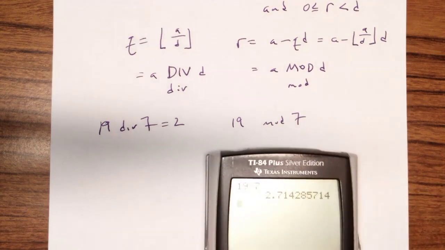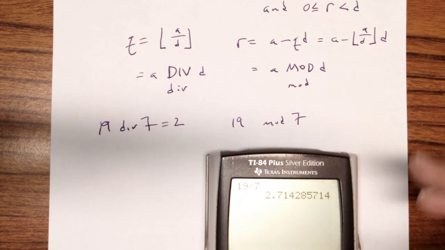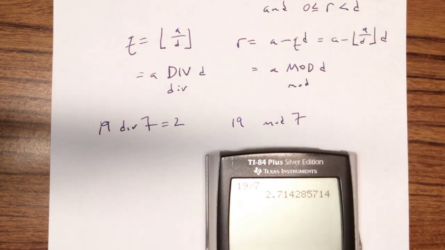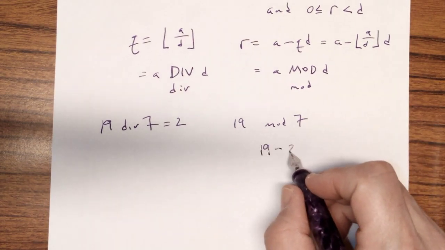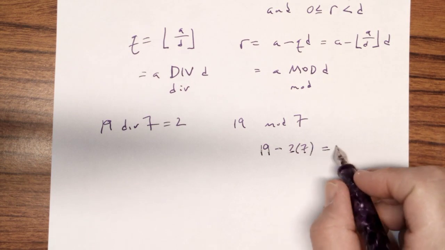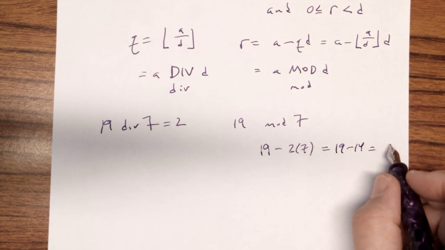Wait a minute. What's left over? 0.714. What is that? I don't know. So I can do this calculation. And I can say, okay, 19 mod 7 is 19 minus 2 times 7. 19 minus 14 is 5.